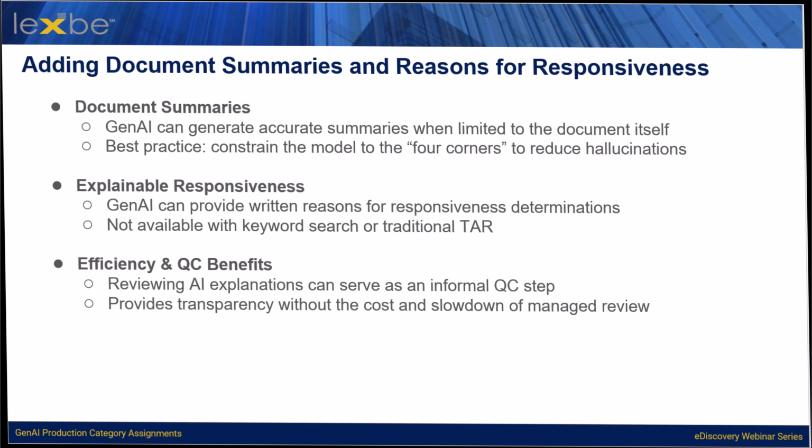Additionally, the large language model can be instructed to return a textual explanation for its responsiveness determination. This is a benefit that other technologies or review methodologies either cannot or usually do not provide. Search and traditional keyword-based TAR cannot provide a reason for its determination. This could be done with a managed review, but would slow the review rate appreciably and add to the cost of the review. A review process might include reviewing the reasons for the responsive determination as part of a GenAI process as an informal QC step.